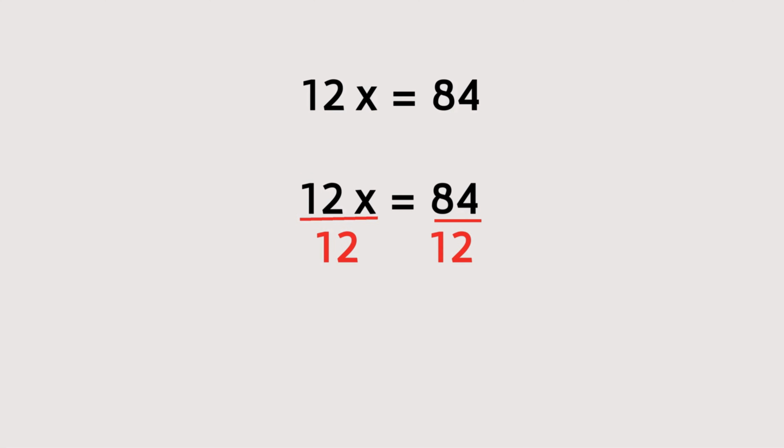Let's say we have this equation. 12x equals 84. Again, the unknown x is being multiplied by 12. So, we'll undo that multiplication by dividing both sides by 12. On the left, 12x divided by 12 cancels out the 12, leaving just x. On the right side, 84 divided by 12 is 7. So now we have x equals 7. Great job. You're on a roll.